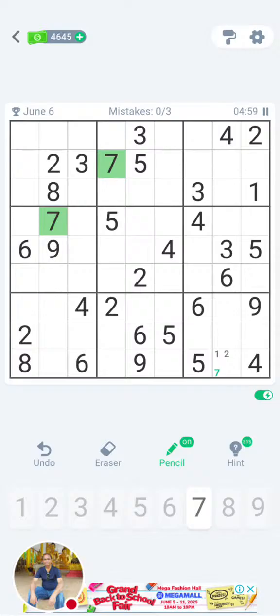Now let me come to this one between 5 and 9. So 1, 2. I cannot fill in 2 because there's 2 already in this square. So I can fill in 1, 3, and 7. I can't fill in 2 because 2 is already here.